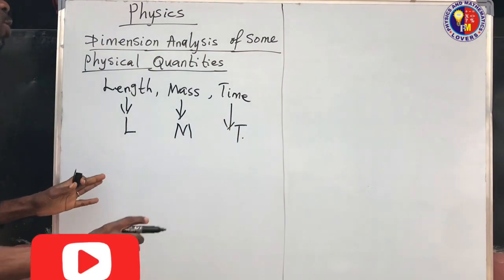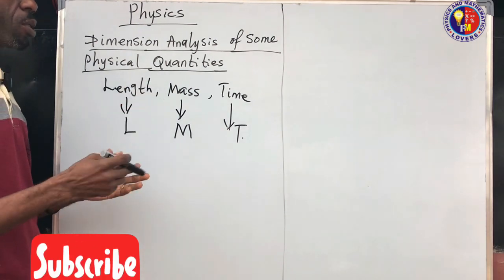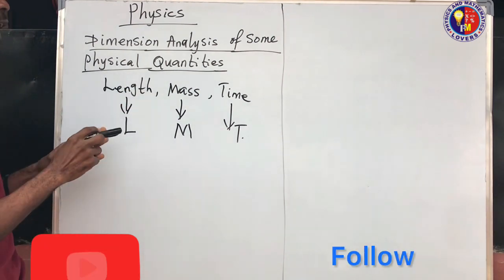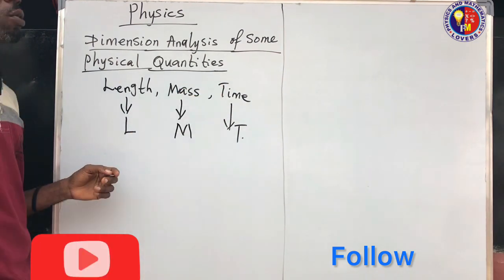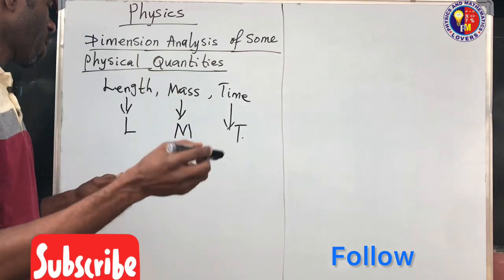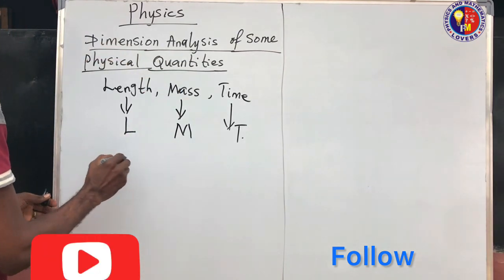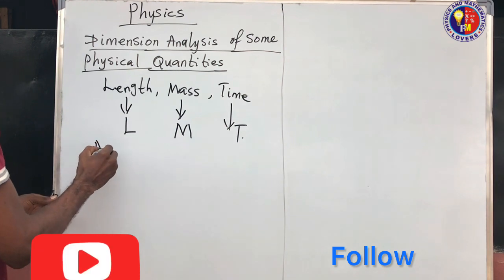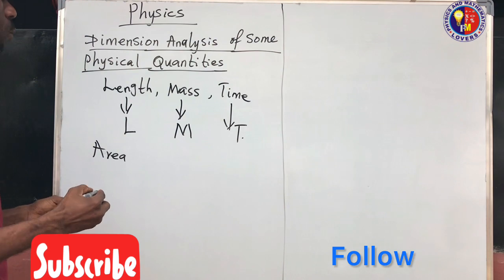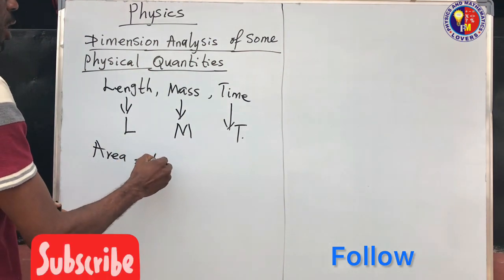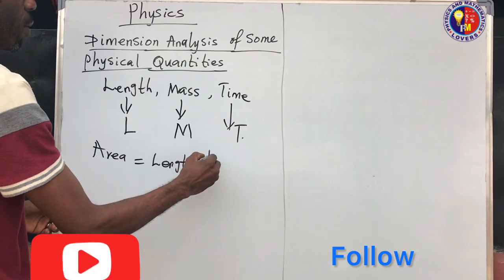Now, if I want to give the analysis of some other quantities, we want to look at how they are related to L, M, T. The first one we want to look at, let's start from the lowest quantity. Let's say, for example, we have area. Area is a derived quantity. So it is derived from what? Length times breadth.